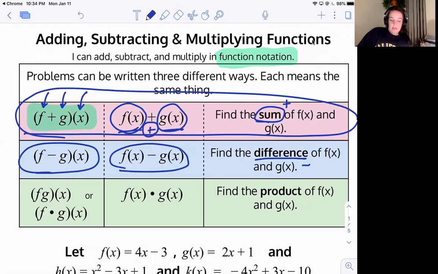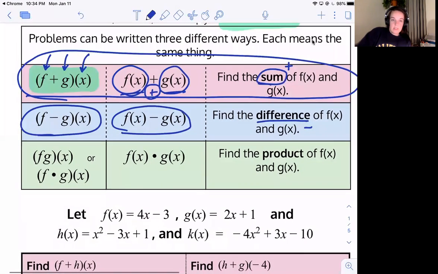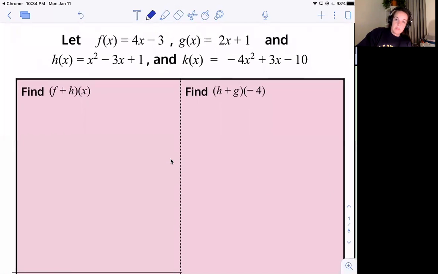And then finally, we have what's in the green section here, which is fg of x, or f times g of x. Remember, when we have two things next to each other, it means multiply. So we're going to be multiplying, in this case, using the variable x. It could also be written as f of x times g of x, or find the product. Remember, product means multiply. So we'll do two problems with addition, two problems with subtraction, and two problems with multiplication. We'll use these ones here.